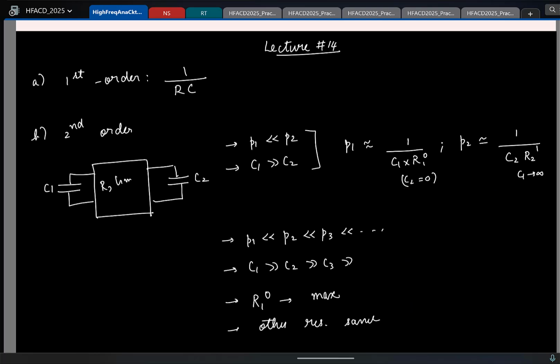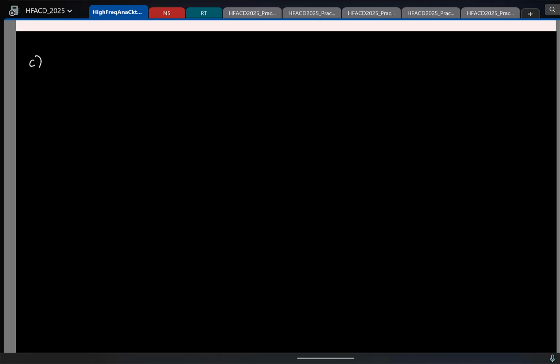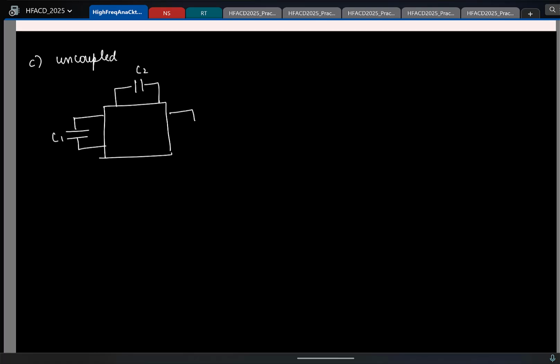Now there is another possibility where you can approximate the pole as 1 by RC, which is where you have uncoupled RC sections or uncoupled time constants. The idea is this: to see if things are uncoupled, you do the following. I'll take a third order example. Say I have three capacitors, C1, C2, C3, and again the network here consists of other linear elements.